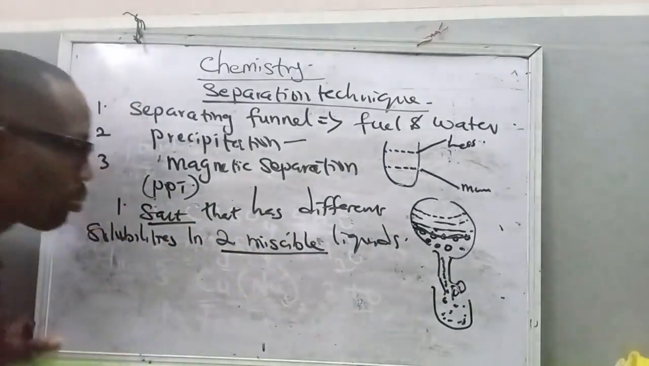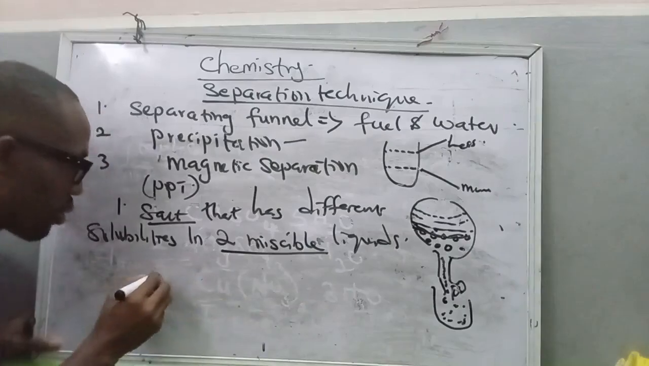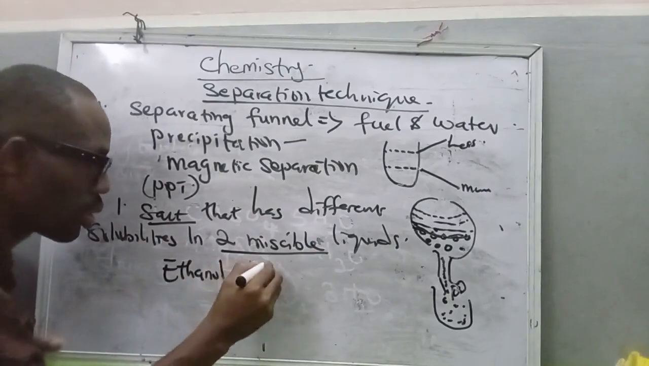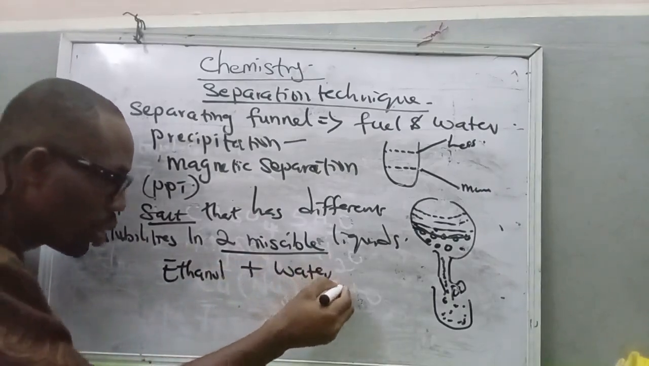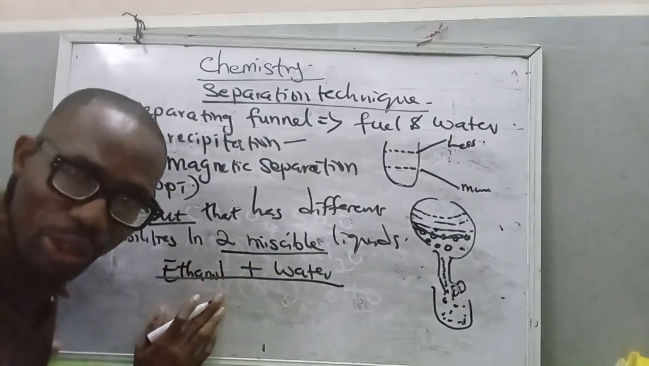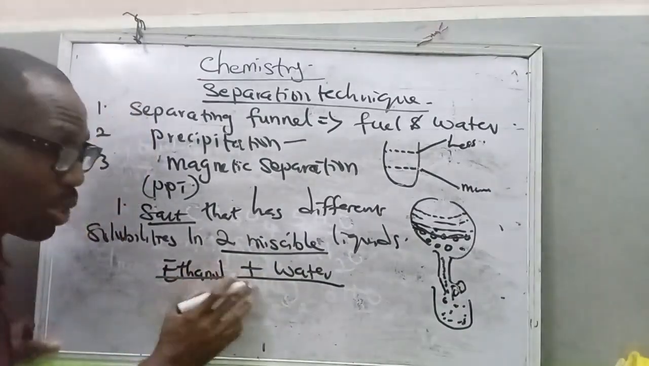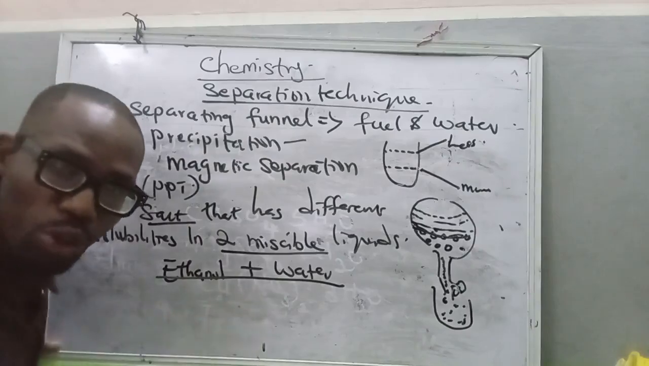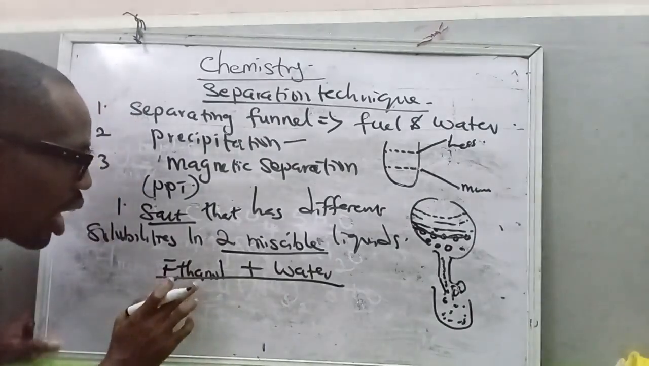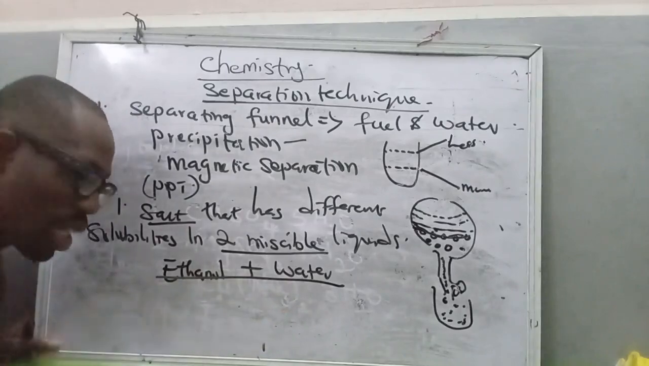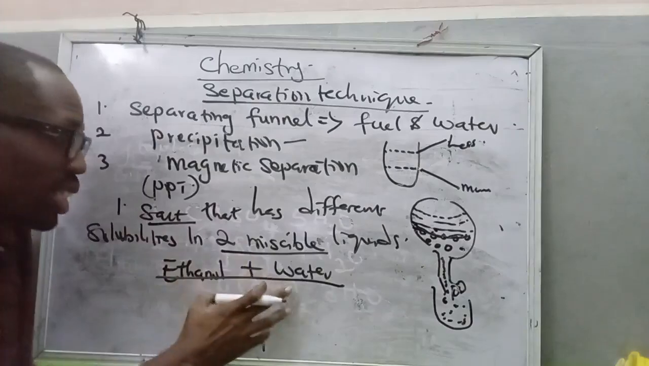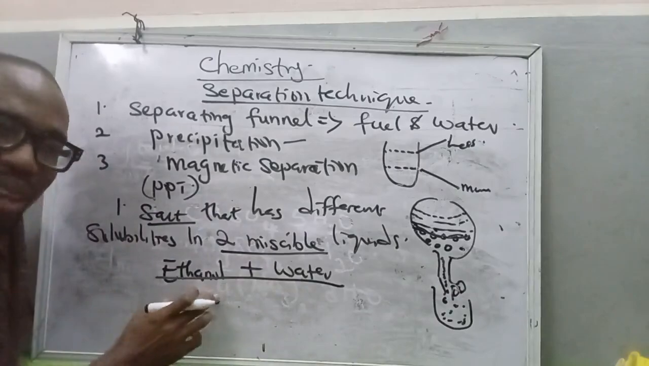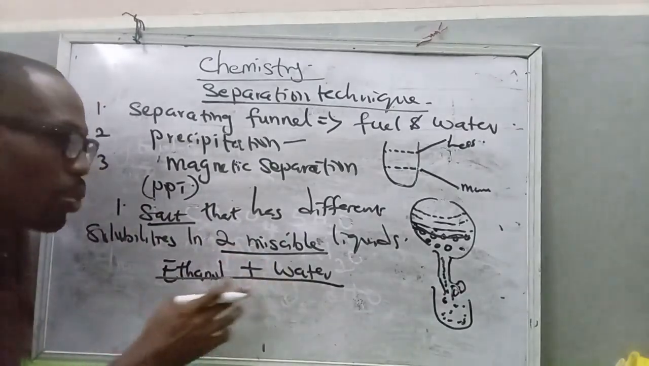Take for example, you have ethanol and water. You know this ethanol and water, they are mixable. In the previous separation technique, we explained how this can be separated. If you know, in the comment section, write to me how ethanol and water can be separated. That's by the way. But in the case of precipitation, the salt you want to separate has different solubilities in these mixable liquids.